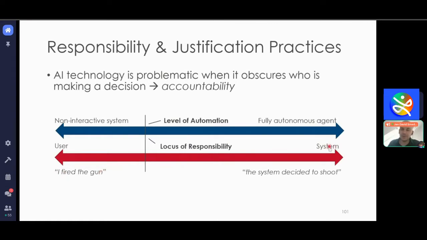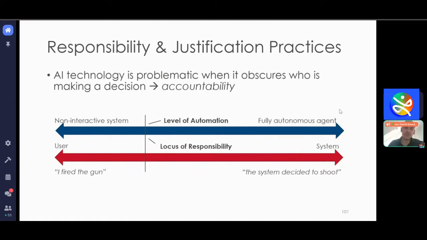Whereas the more you automate a system, the more likely the locus of responsibility shifts, or can be shifted, in how people understand themselves and their own responsibility and actions. So the more automated, the more agent-like the system, the more likely it is that the locus of responsibility will be placed with the system, as in "the system decided to shoot." So this is really important, I think, to think about. Again, I would love to do a study and have some concepts, so let me know if you're interested in this connection and how it could be shown.